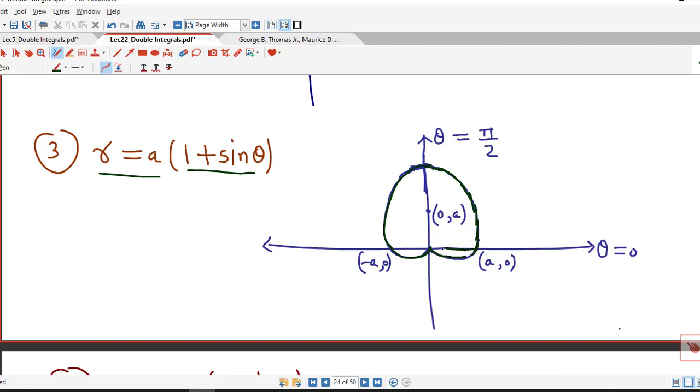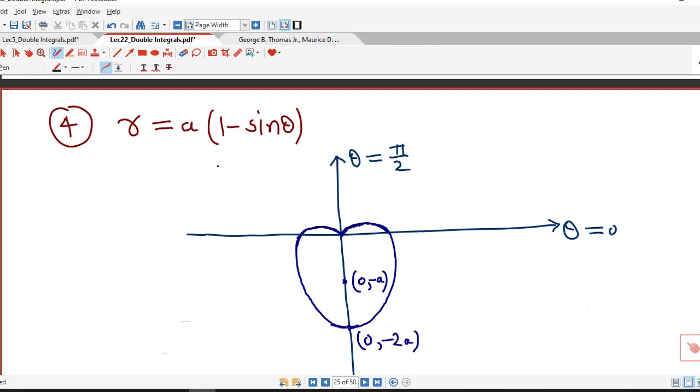Again this distance is a, so this point is (a, 0) and this distance is 2 times a. This distance is double of this distance. This distance is a, so this distance is 2 times a. So this point has coordinates (0, 2a). And if we have 1 minus sin theta, then the graph will look like this: r equal to a into 1 minus sin theta. So we will remember these standard graphs of different cardioids.